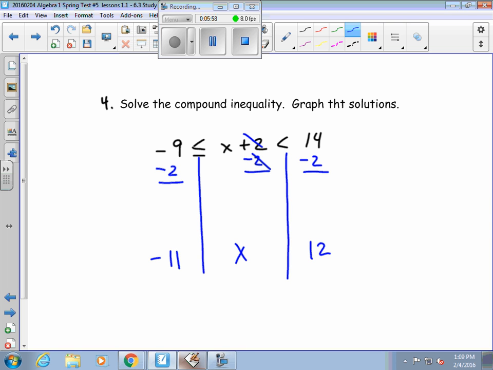You have to ask yourself, do I need to reverse the inequalities? All we did was subtract 2. We did not multiply or divide by a negative number, so the inequalities will stay just like they are. Negative 11 is less than x and less than 12.